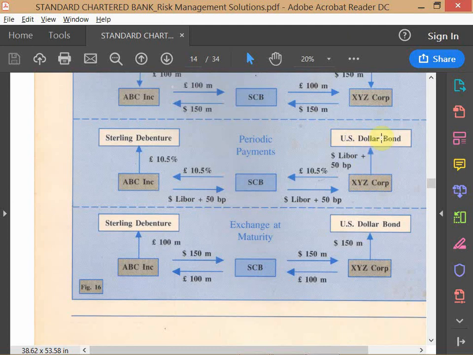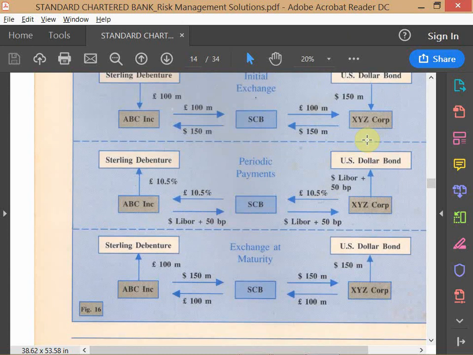So is this a floating rate debt instrument or fixed rate? Both? What both? I'm talking about the debt issue that XYZ Corp has made in this particular figure. Is that a floating rate issue or a fixed rate? Fixed. Why do you say that? What interest are they paying? Floating. What interest are they paying in the middle panel on the right-hand side here?